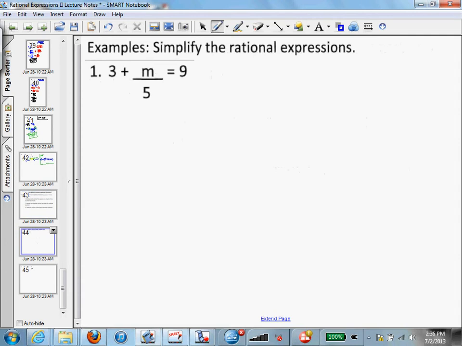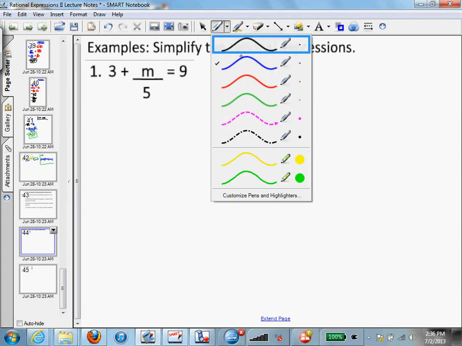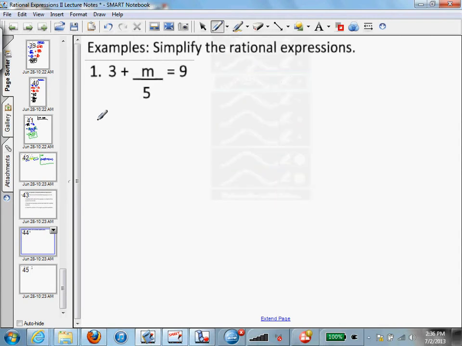So looking at number 1, we have 3 plus m over 5 equals 9. What I would first recommend doing would be to get rid of the 3 because it is farthest away from the variable on its side of the equation. So when subtracting 3 on both sides, we're going to have m over 5 equals 9 minus 3, which is 6.